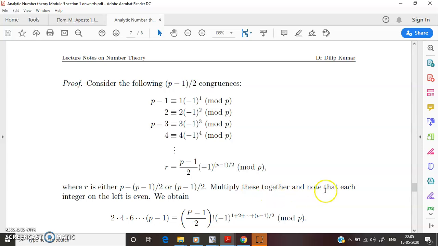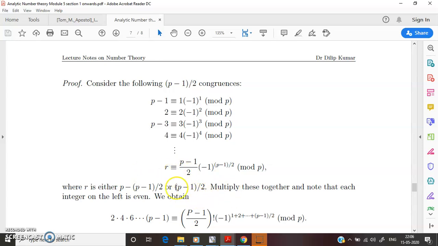Multiplying these together, note that each of the integers on the left is an even number. Clearly here you can take up to either (p minus 1)/2 or the other part. So if you multiply all these terms, what you can see is 2 times 4 times etc., and the remaining part will be up to p minus 1. So in total you will be getting p minus 1. So simply you multiply this.